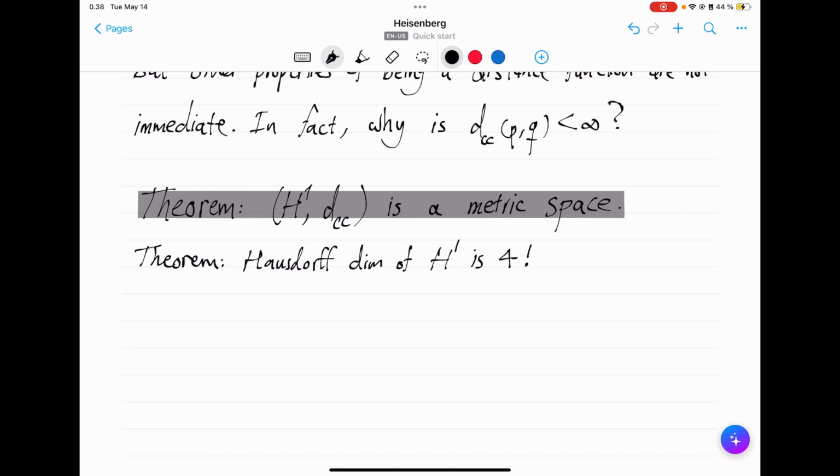In future lectures, we will talk about the group structure and how that group structure goes hand in hand with this metric.